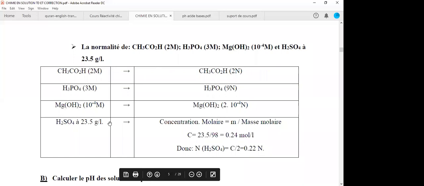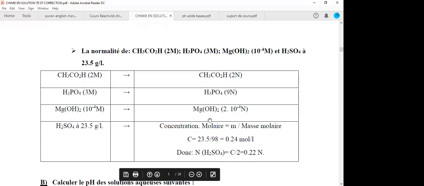For this one, we were given the concentration in form of mass. So you first need to find the concentration in moles, and that's when you can use the formula. In this question we are finding the normality. Here there's just a typing error. This is not C over 2, it is C times 2.